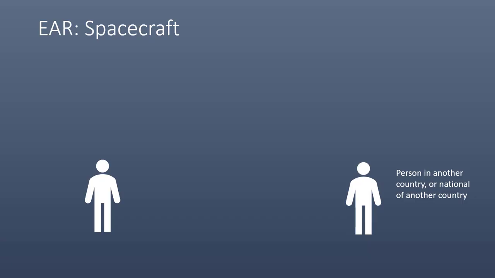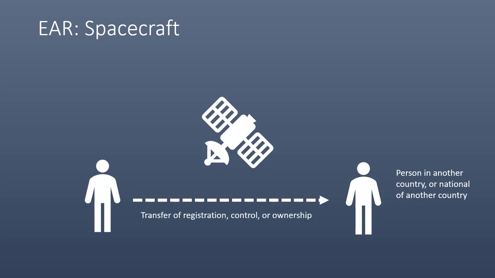And be aware that the EAR definition of spacecraft actually includes satellites as well as other types of spacecraft. Specifically, under the EAR, you can export a spacecraft by transferring registration, control, or ownership to a person in another country or to a national of a foreign country. Note the distinction here. Under the ITAR's rule, an export occurs when you transfer registration, ownership, or control of a satellite to a foreign person. And we know what the definition of a foreign person is already because we just discussed that.